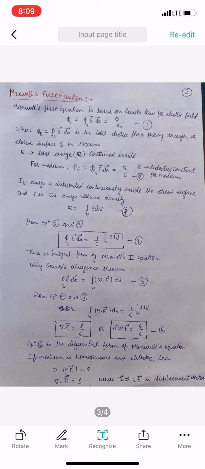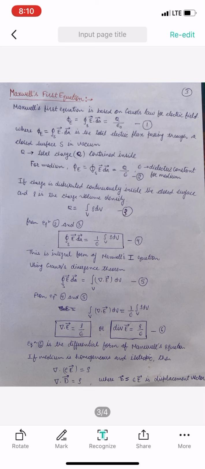For any medium, it will be phi E is equal to the integration over the closed surface S of E vector dot dA vector, is equal to Q upon epsilon, where epsilon is the dielectric constant for the medium and Q is the total charge enclosed in the closed surface. E dot dA is the dot product between the electric field vector and the area.